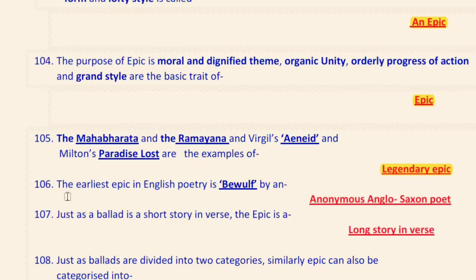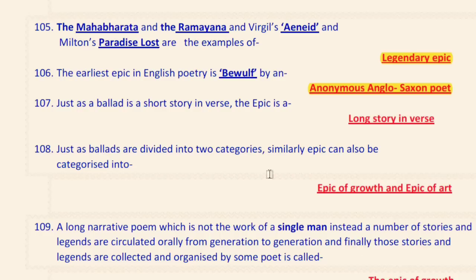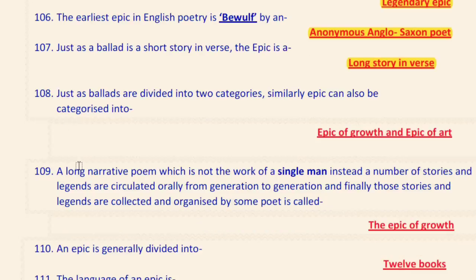Question number 106. The earliest epic in English poetry is Beowulf by an anonymous Anglo-Saxon poet. Question number 107. Just as a ballad is a short story in verse, the epic is a. The answer is long story in verse. Question number 108. Just as ballads are divided into two categories, similarly, epic can also be categorized into. The answer is epic of growth and epic of art.